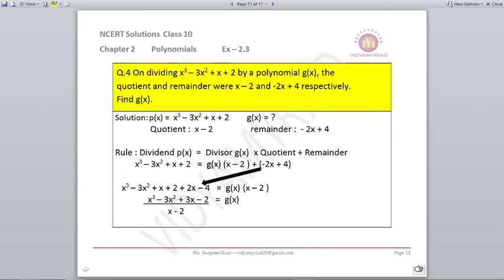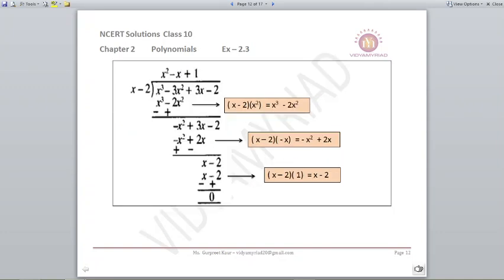Dividend is written in the form of px, divisor is written in the form of gx, multiplied by quotient, plus remainder. We have the dividend, we have the quotient, we have the remainder. We need to find the divisor. So we get the equation x cube minus 3x square plus 3x minus 2 to be divided by x minus 2. Now this will be done with the help of long division, where you see that you get remainder as 0.